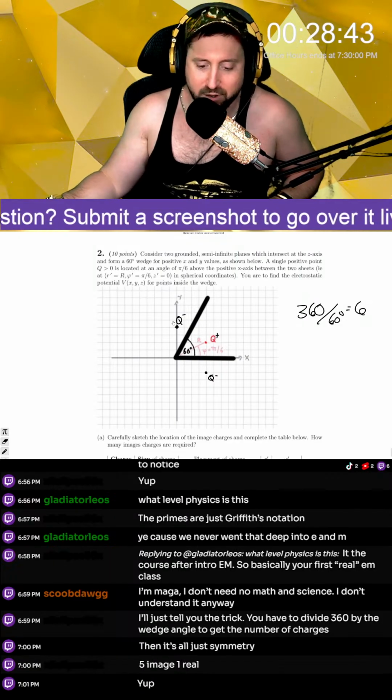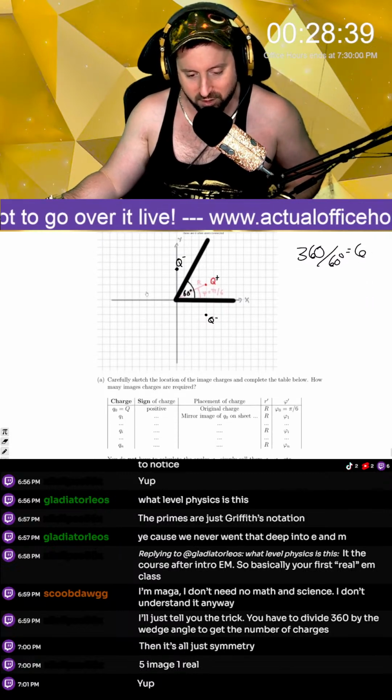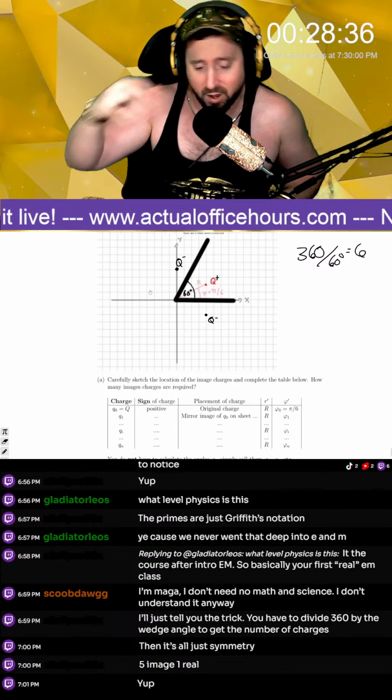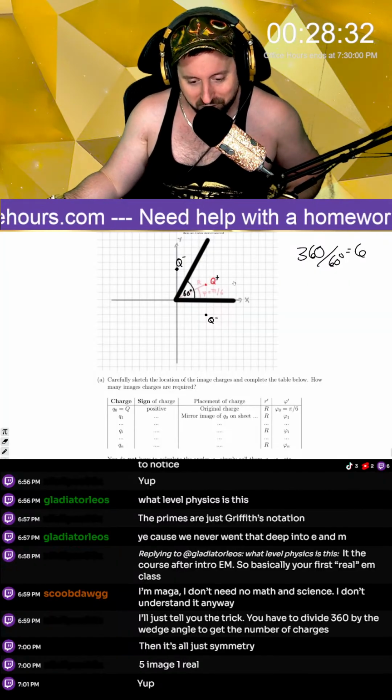It's so funny. I don't think I ever even did image charges when I was in upper division E&M. This is something new that I've seen. I think engineers like it. It's always their tricks. They love their tricks.